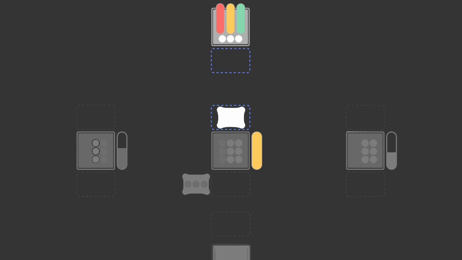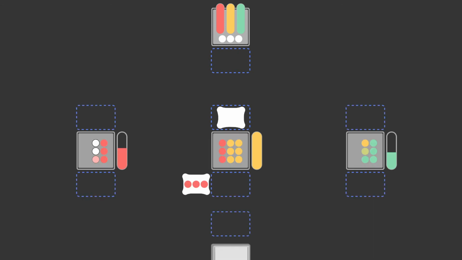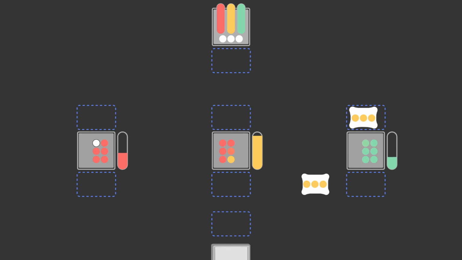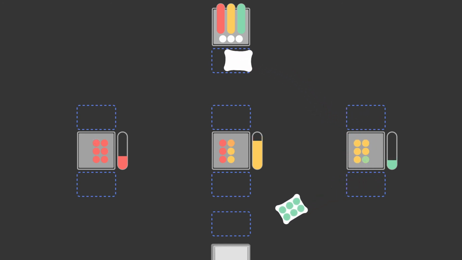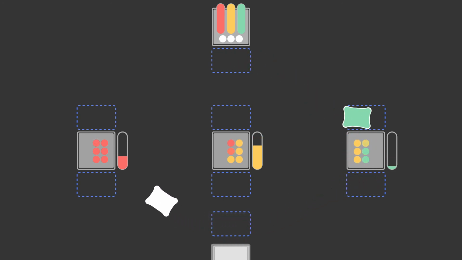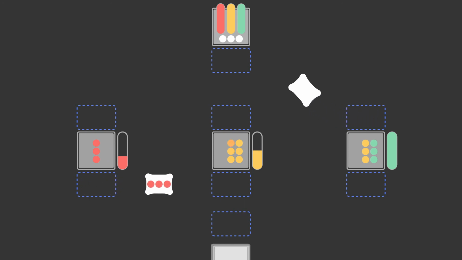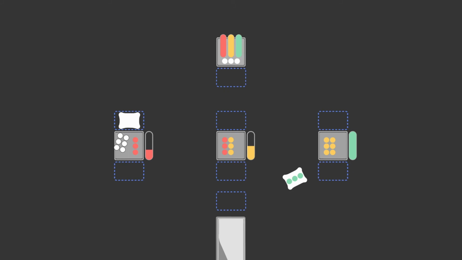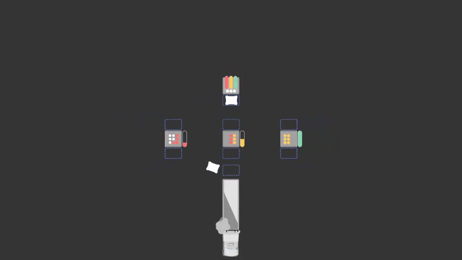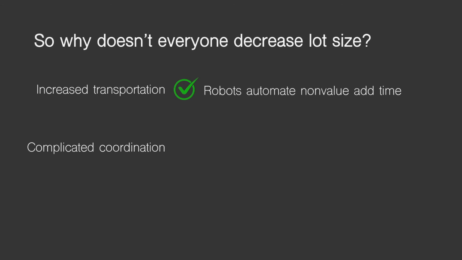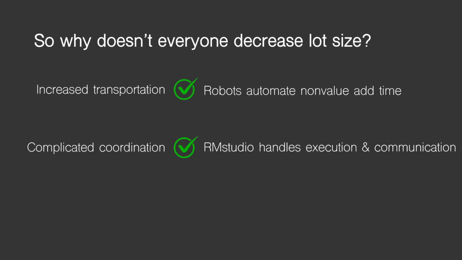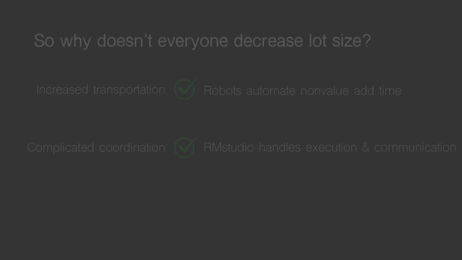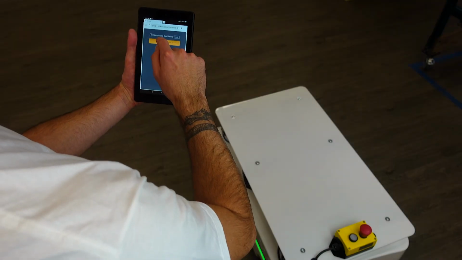Now, let's take a look at this process all together. That process got complex very quickly. A floor manager would need to be everywhere at once to be able to manage that much movement. RM Studio allows them to do just that, by providing notifications and triggering tasks with the press of a button.